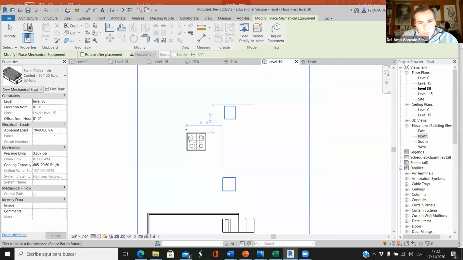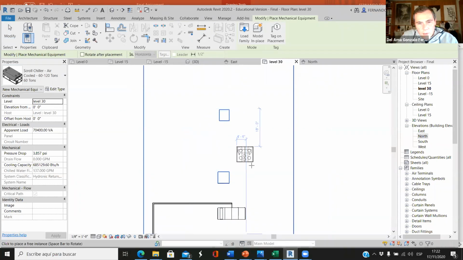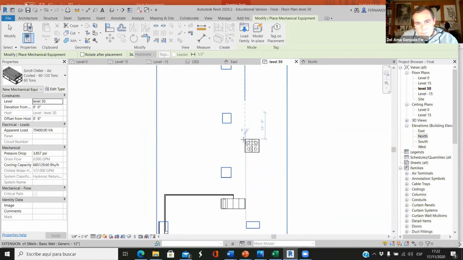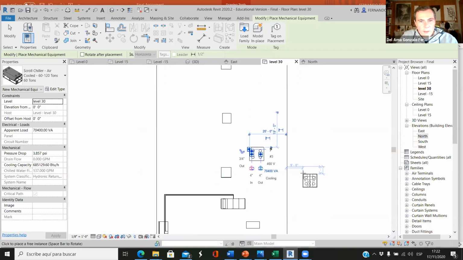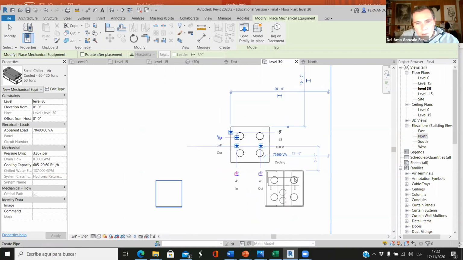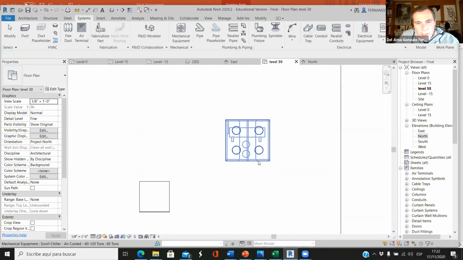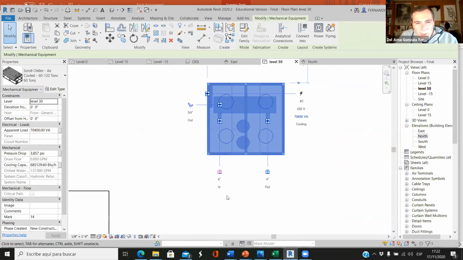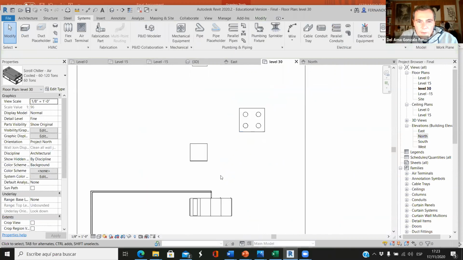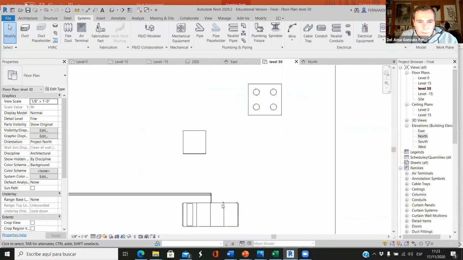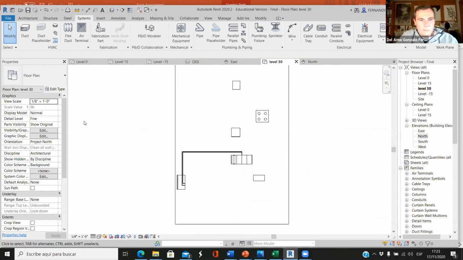And where? Since we have to connect this and this, let's place it here. And now we need to find out where we have these connectors. We have inlet and outlet. So again, now you have to connect the cooling coil, the inlet to the outlet, and the outlet to the inlet.